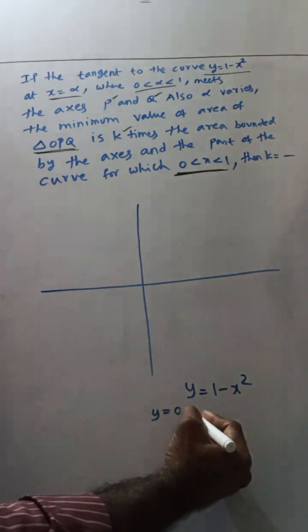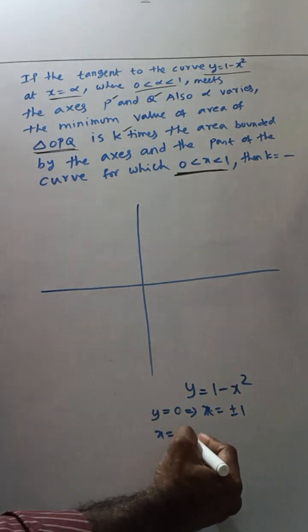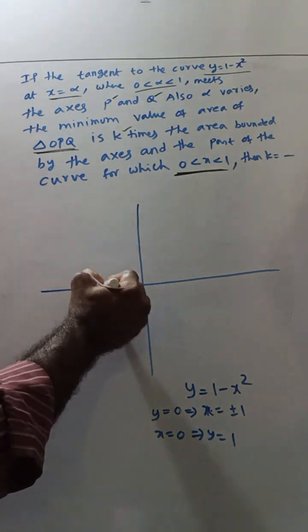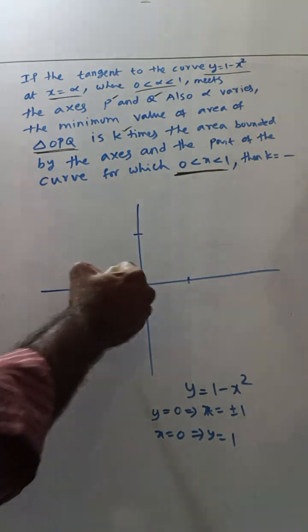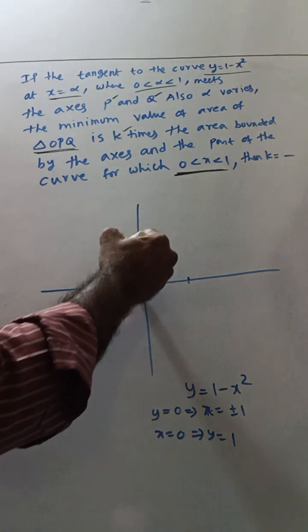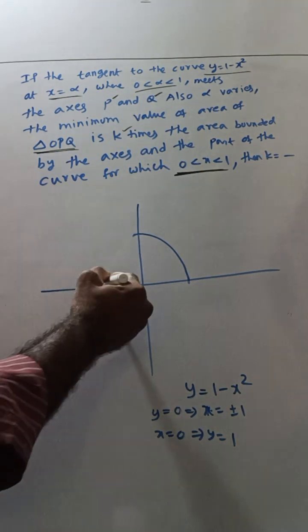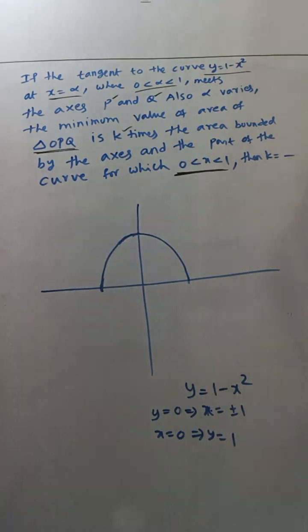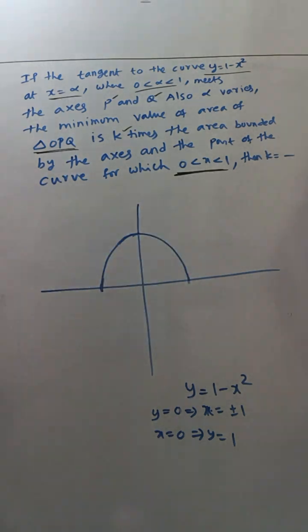So y is equal to 0 means what is coming? X equal to plus or minus 1, and x equal to 0 means y is equal to 1. So here it is minus 1 and it is plus 1 and it is 1. So the graph is coming like this. It is very easy to draw the graph for a parabola like this. You need to draw the graph only one time, that's it.